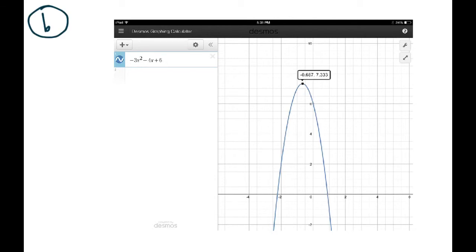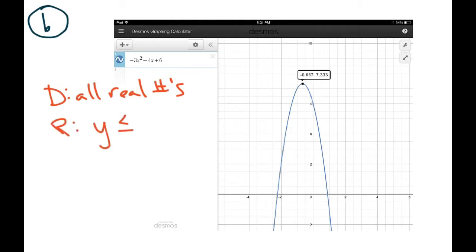B is negative 3x squared minus 4x plus 6. Again, for all of these problems that are quadratics and not real-world application problems, the domain is all real numbers. The range, because this graph has a maximum, is going to be y is less than or equal to 7.3 repeating. Now, I used the graphing calculator app to find where the maximum was, and the y value tells you the maximum. But you don't have to do it this way.